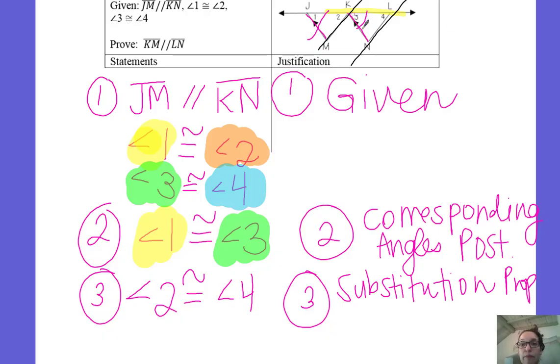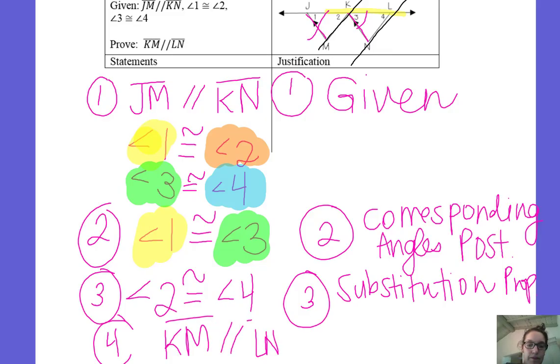So now that I've proven that angle 2 and angle 4 are congruent, remember angle 2 and angle 4 are corresponding. If I'm considering KM and LN to be my two lines, and this yellow line JL is my transversal, 2 and 4 are corresponding, and because 2 and 4 are corresponding and congruent, now in step 4 I can say segment KM has to be parallel to segment LN by the converse of the corresponding angles postulate.